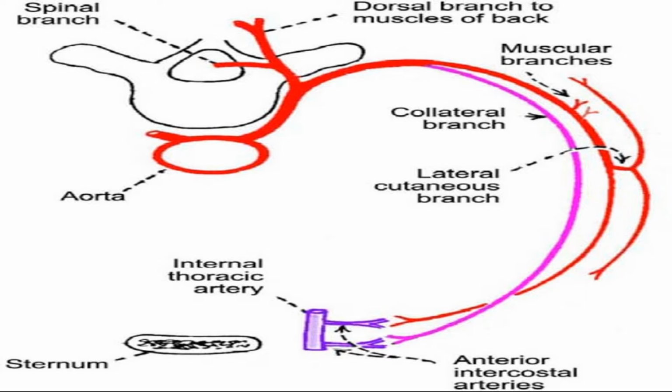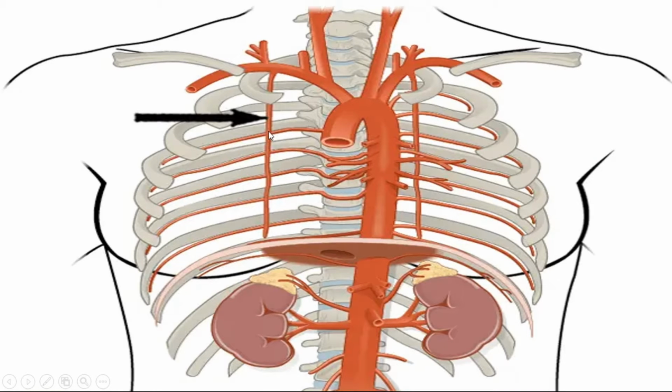First, take a look at where these anterior intercostal arteries arise. These anterior intercostal arteries are branches of the internal thoracic artery. This is the internal thoracic artery. The first six anterior intercostal arteries are branches of the internal thoracic artery, which arises from the first part of the subclavian artery.